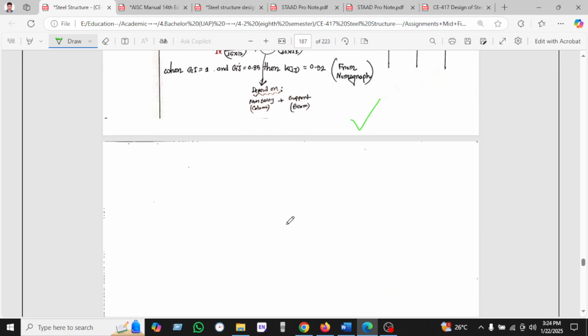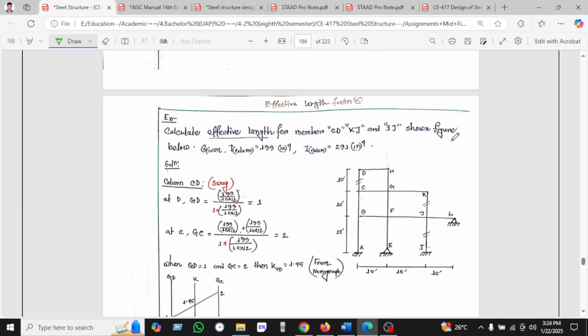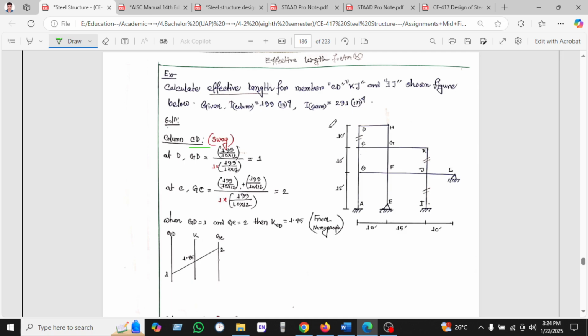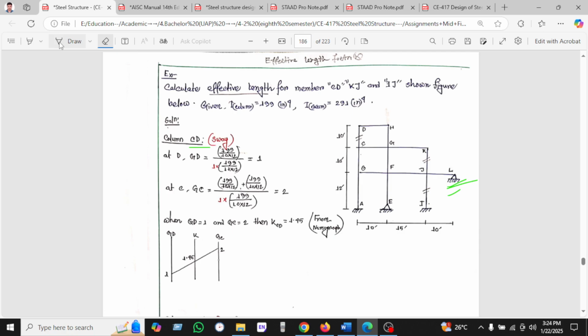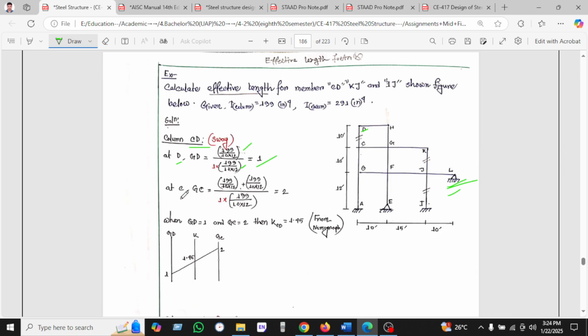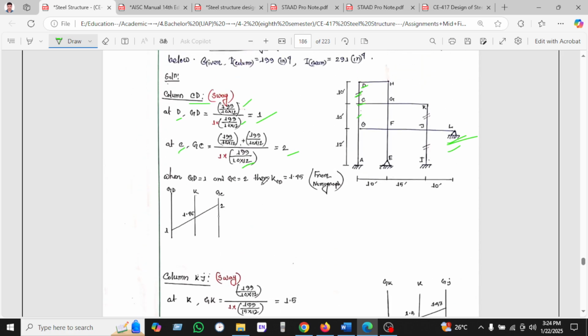And then the last one, we calculate the effective length. We have seen CD is sway. How do we get sway? This is CD because in that portion there is no bracing. This will also be sway, and the bottom portion is non-sway because we have used this support. At point D we found 1 column and 1 beam, and at point C there are 2 columns and 1 beam, and we found 2. In this way from this value we calculate stiffness.